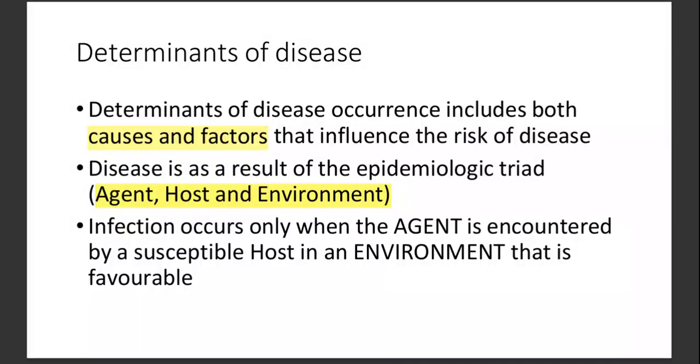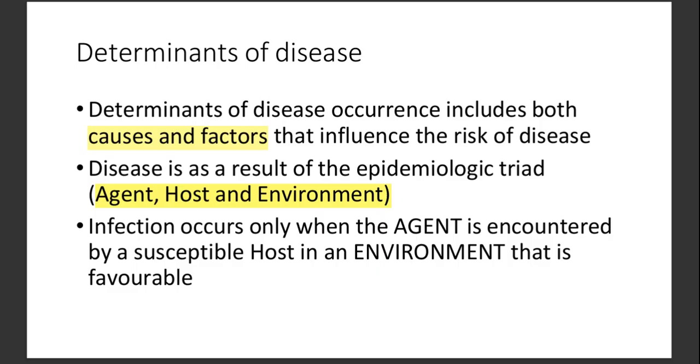So determinants of disease occurrence include both causes and factors that influence the risk of disease. Remember, the determinants of disease are just things that can cause a deviation from the normal, isn't it? So disease, we said, doesn't happen at random. Disease is actually because of three things. We call them the epidemiological triad. We have the agent, the host, and the environment.